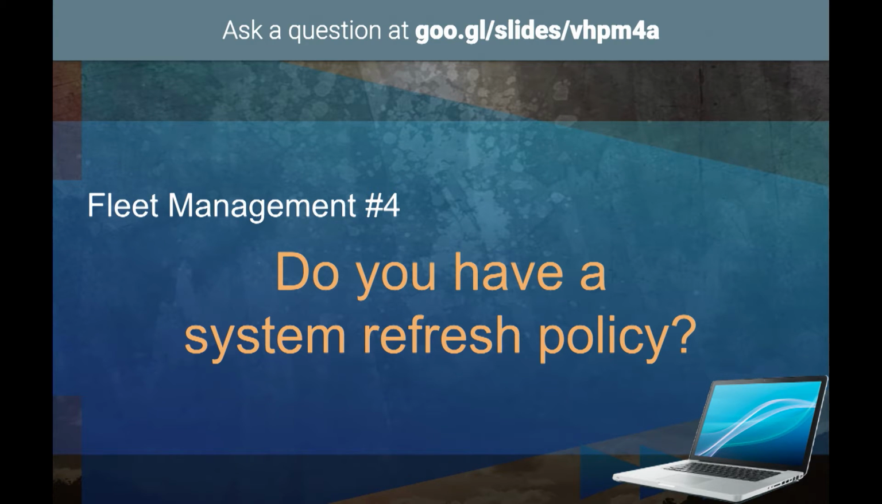Okay, a refresh policy. This means how often do people get new machines? Sysadmins, every single year, right? No. How many people know what their refresh policy is at their organization? Oh, good. That's excellent. A lot more than I was expecting. That's fantastic. Okay, then we won't have to spend a lot of time on this because you have one, so clearly you know why it's important.